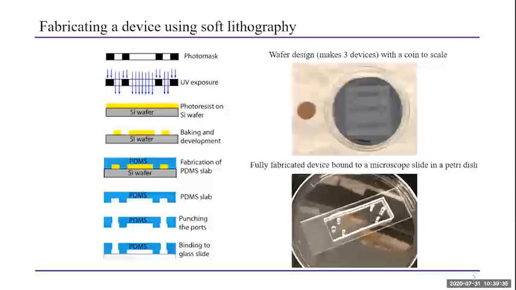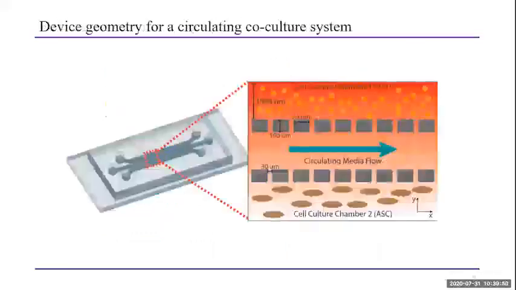In the top right picture, we see a wafer design with a coin to scale, and it makes 3 devices. In the bottom right picture, we can see a fully fabricated device bound to a microscope slide in a petri dish. The device shown below is the current fully functional device geometry and workflow for adherent cell culturing. It consists of 3 parallel channels that are separated by an array of microchannels. This allows for the passive diffusion of biomolecules from our 2 stagnant outer channels with a continuous flow generated in a center channel by a peristaltic pump.